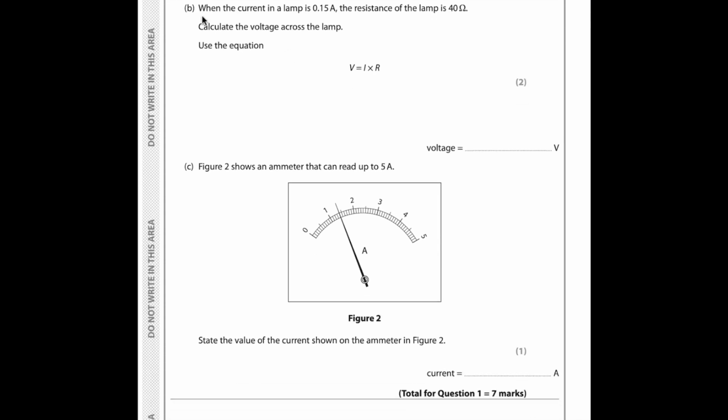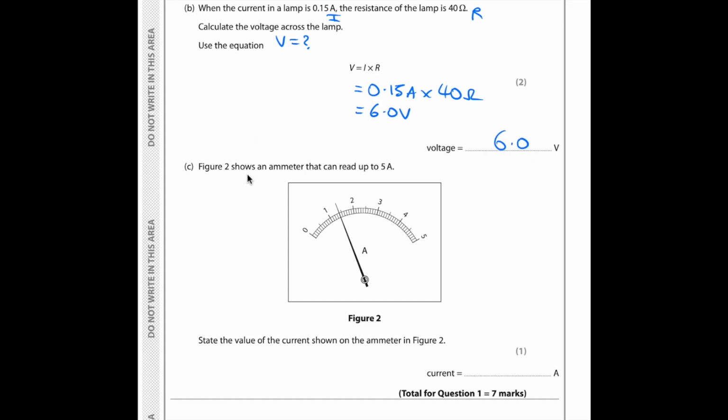Question B. When the current in a lamp is 0.15 amps, so that's the current I, the resistance of the lamp is 40 ohms, so that's R. Calculate the voltage, so that is our target, across the lamp. And they've even given us the equation, and we don't need to rearrange it, so we just need to pop the numbers in. And that comes out as 6.0 volts.